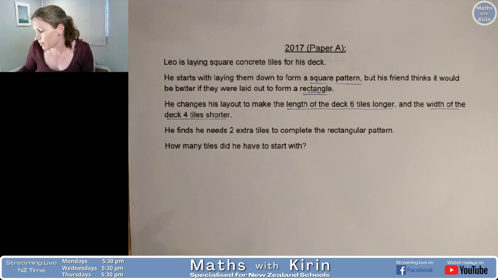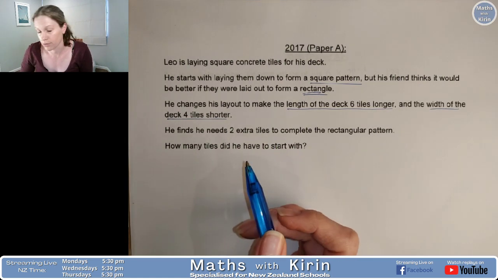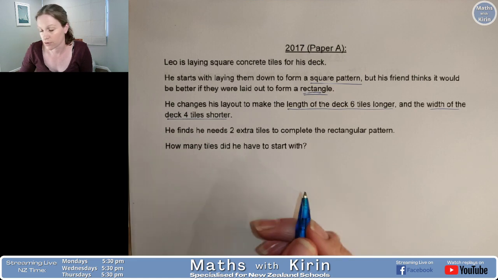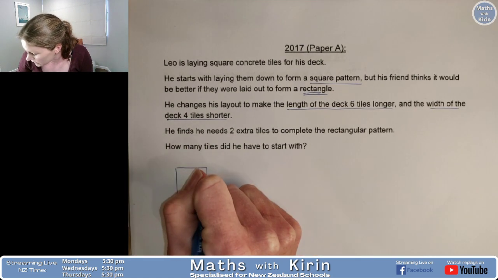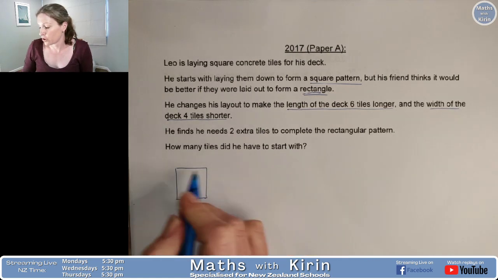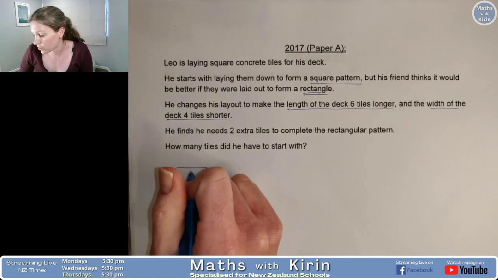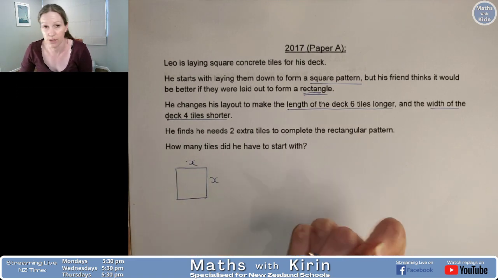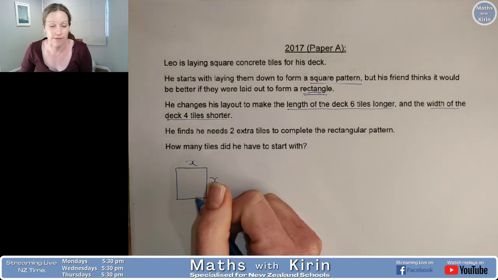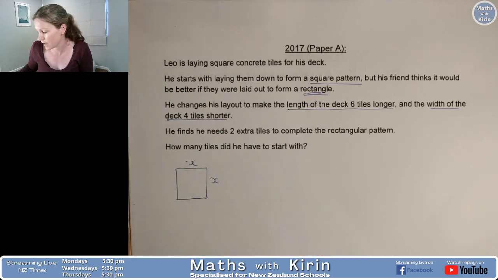So it might be a good idea to start with just some diagrams so you can get your head around what we've got. So if we have our square that we start with, we don't know the dimensions of the square, so we might just say it's an x by x square. Okay, you might not use x, you might use n or a, or t for tiles. I'm just going to use x by x.